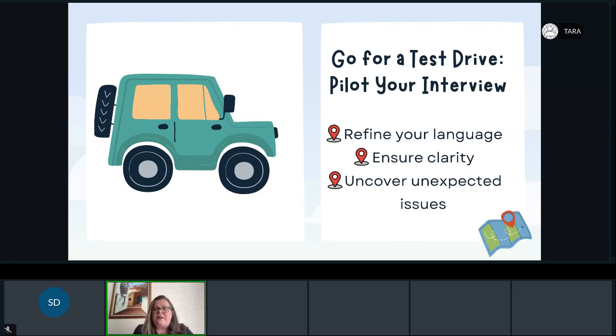So it allows you to refine your language. Some questions may sound clear to you, but may be confusing for the participants. Remember, it goes back to maybe our questions have too much jargon in them, and the participant doesn't really understand what you're asking them. So piloting helps you identify phrasing that might need to be adjusted. It helps you ensure clarity. If your participants are struggling to answer a question, or if they're asking for a lot of clarification, that's a sign it may need to be reworded.